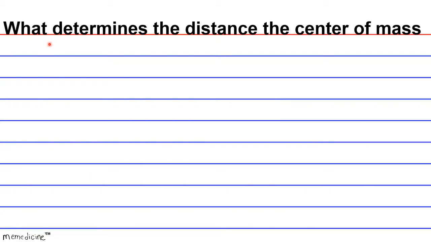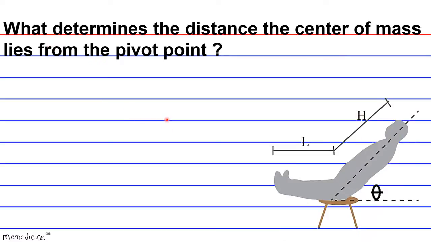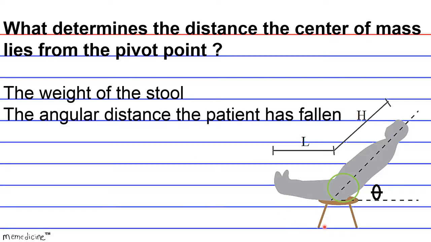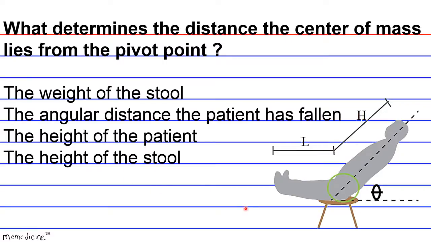What determines the distance the center of mass lies from the pivot point? Okay, so what determines this distance from the center of mass? Is it A, the weight of the stool? Is it B, the angular distance the patient has fallen? Is it C, the height of the patient? Or is it D, the height of the stool? I'll give you a moment to think. And if you don't know what to think, just sit tight. The answer is coming up.